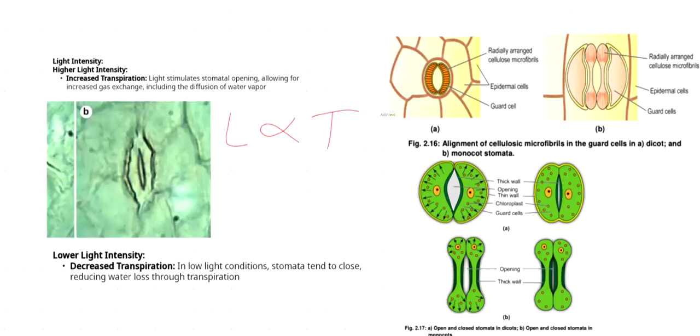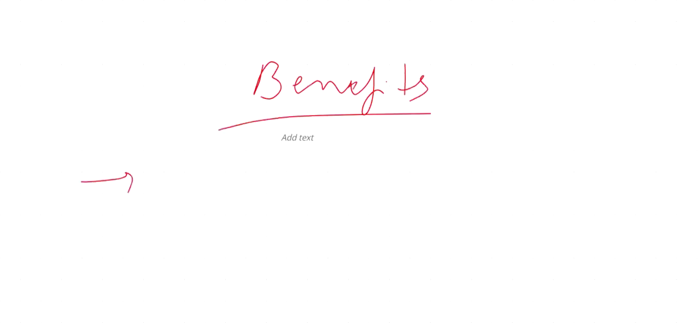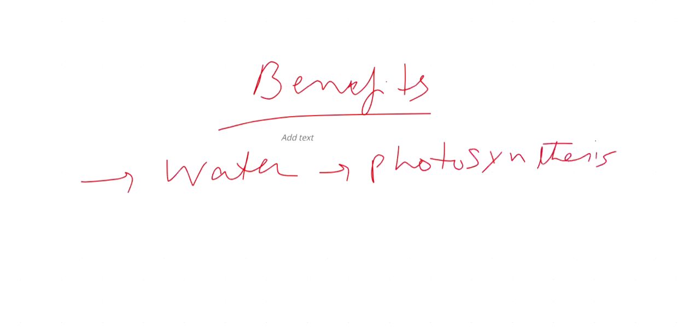And now at the end, students, I will explain the benefits of transpiration. Number one, because of transpiration, water is always available in the leaf for photosynthesis, because plants can't survive without photosynthesis. If water is there, then photosynthesis will occur. So the first benefit of transpiration is that water always moves from the soil to the leaf and is available for photosynthesis.